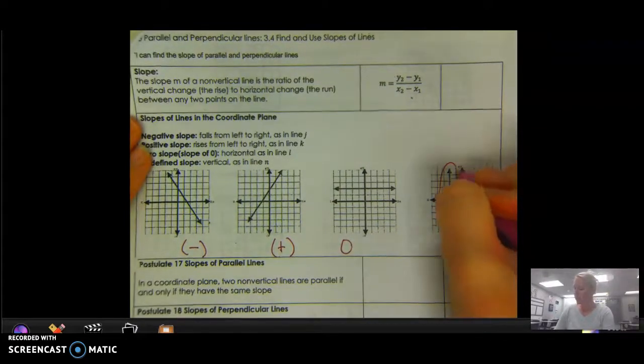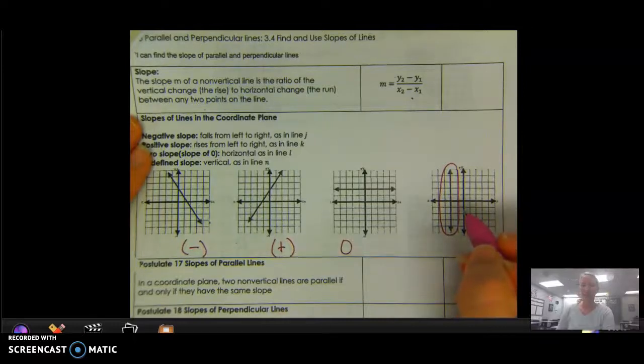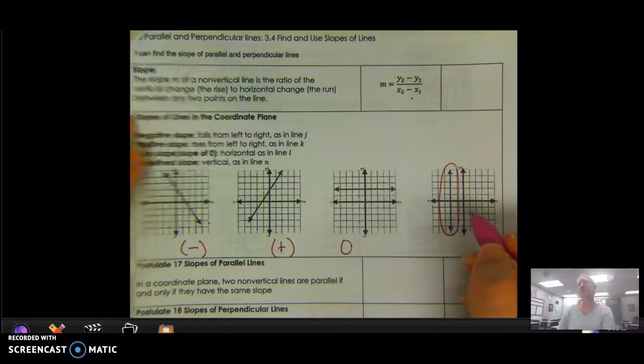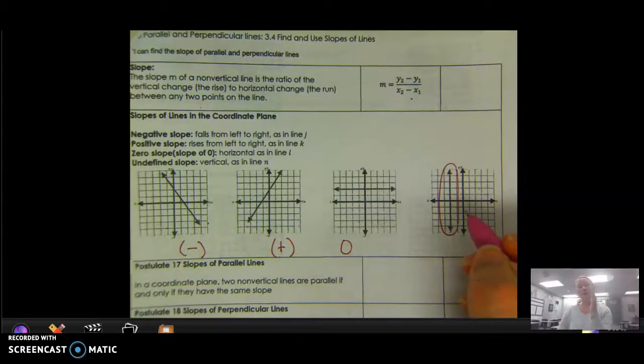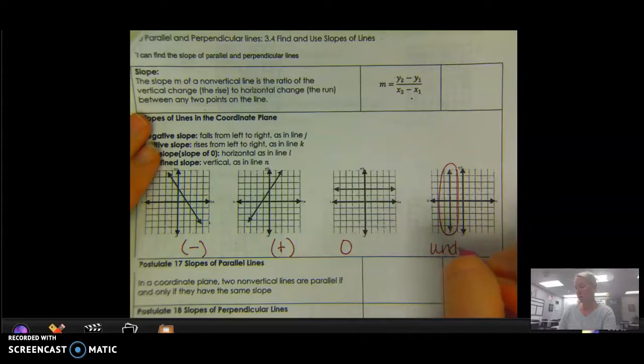This line is a vertical line. So I think of this as, okay, going straight up and down the wall. I can't walk straight up and down the wall, so that would be undefined. I can't do it. So that is an undefined slope. Okay?